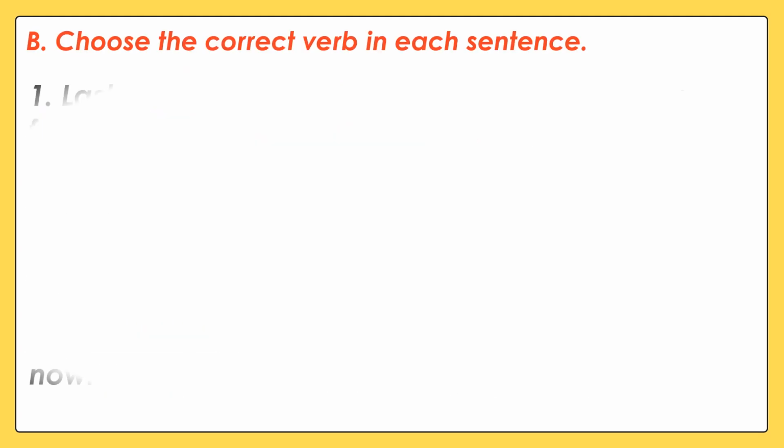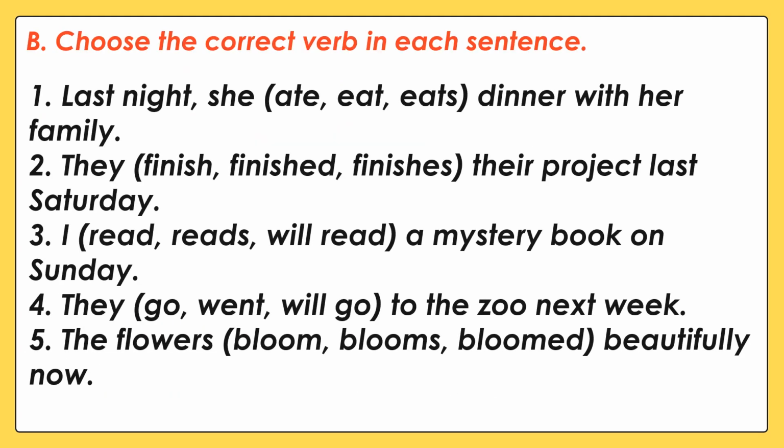Letter B, you have to choose the correct verb in each sentence. Number 1, last night she eats dinner with her family. Number 2, they finishes their project last Saturday. Number 3, I reads, will read a mystery book on Sunday. And number 4, they will go to the zoo next week.